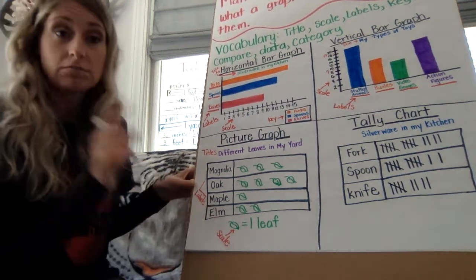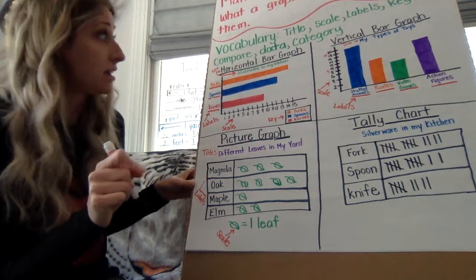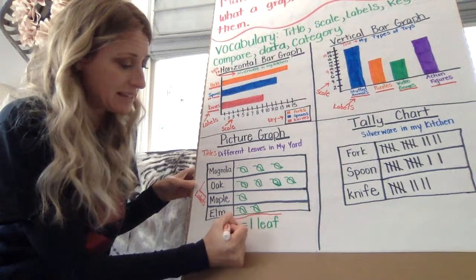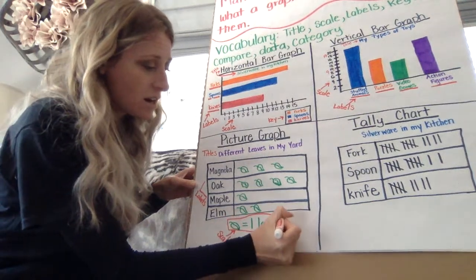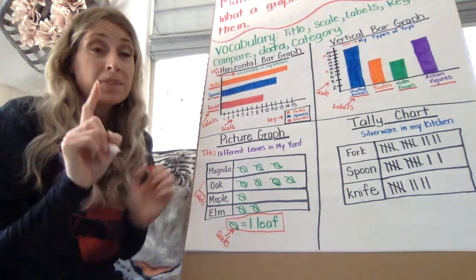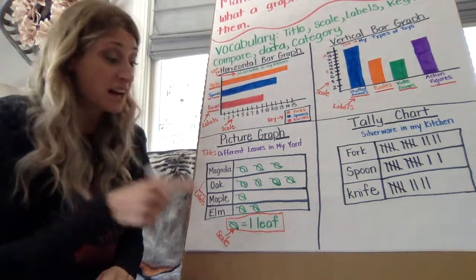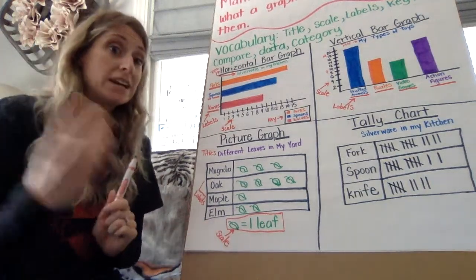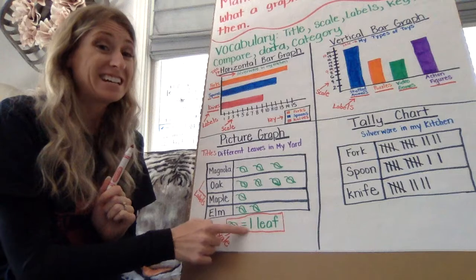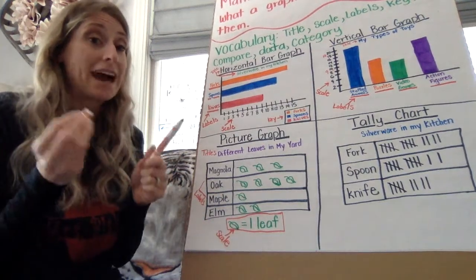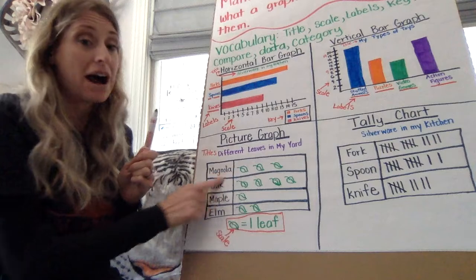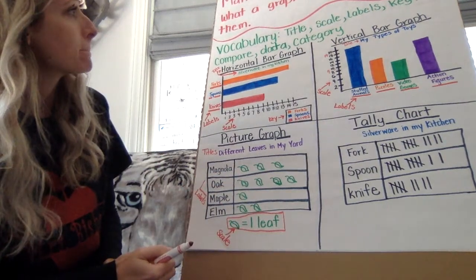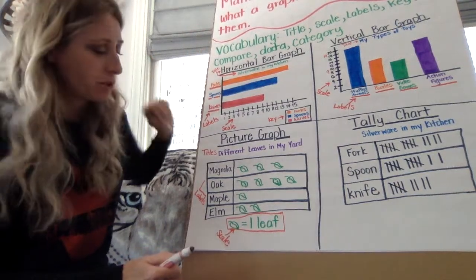Again, actually this one does have a key. This is our key. It's telling us that the leaves are worth 1. The reason it's telling you that is because sometimes the picture can be worth 2, sometimes a picture can be worth 3. So it's really important that if there's a key or a legend, you look at it to see what it's telling you about how to read the graph. I always want to make sure I'm going over all the vocabulary words, so that's what I was doing.